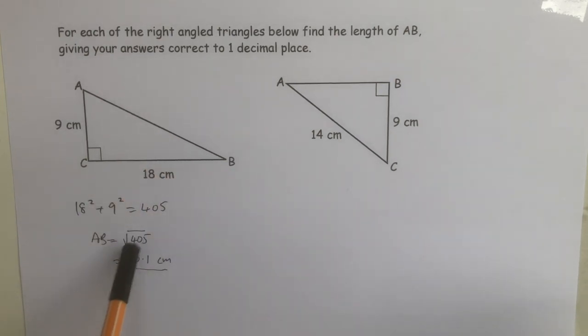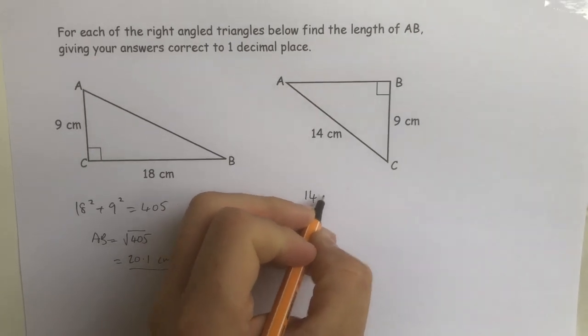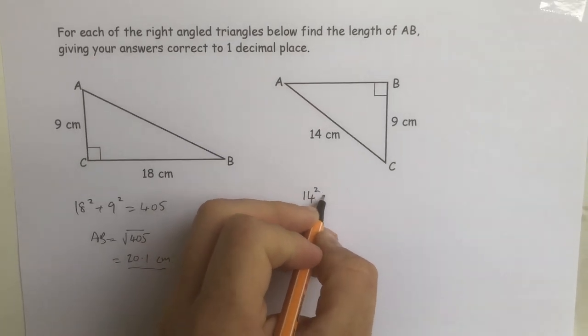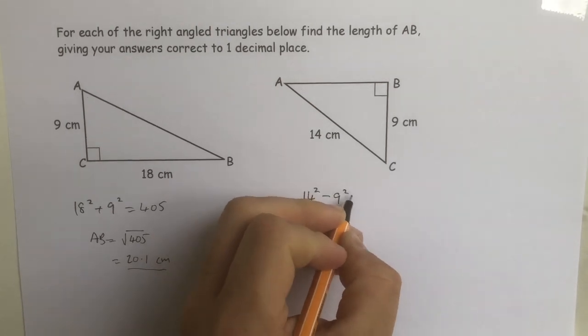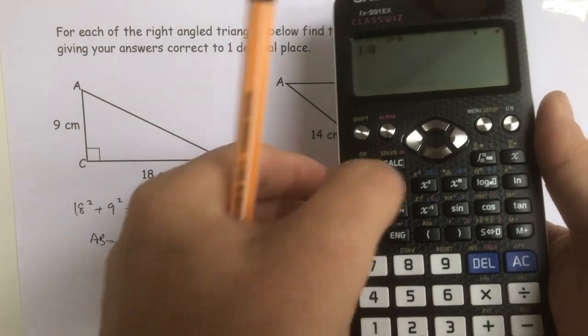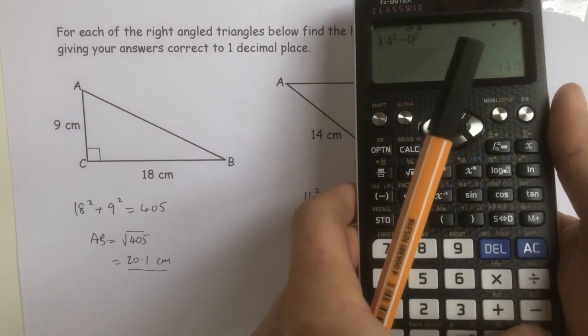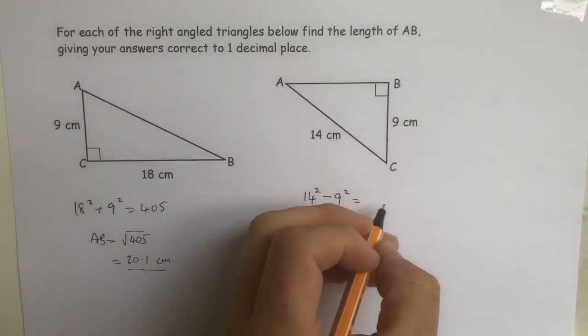If I wanted to reverse that and find one of these two sides, then I wouldn't square and add them. I would square and I would subtract. And that's what happens here, because we know that 14 is the largest side. So I square the numbers, but I subtract them here. 14 squared, take 9 squared, equals, we get 115.